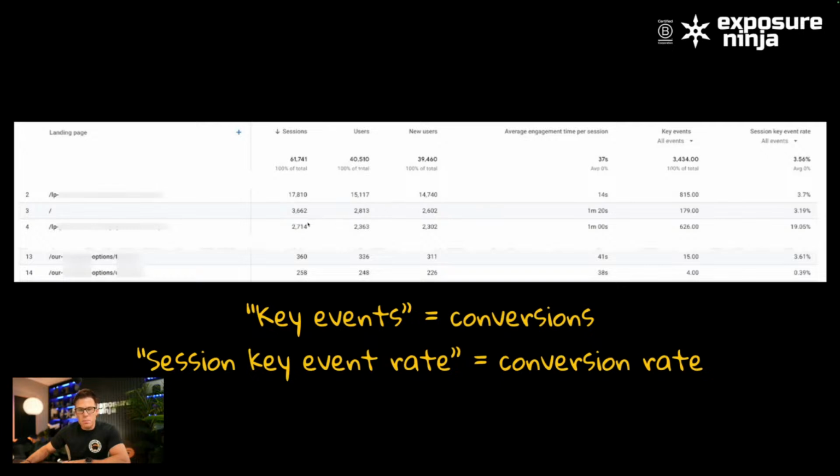But look at this page here, this second landing page. The conversion rate here is 19.05%. That means this client is getting 1 lead for every 5 visits on that page, which is absolutely huge. The average order value of these leads, by the way, is significant. This is an incredible statistic. The performance of this page is absolutely ludicrous, of course.